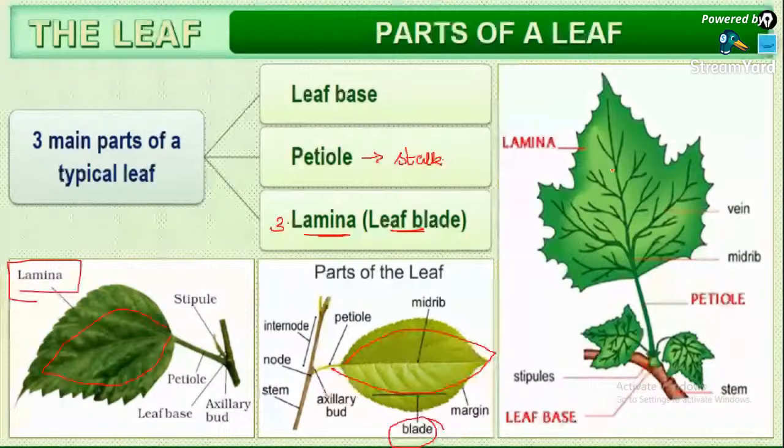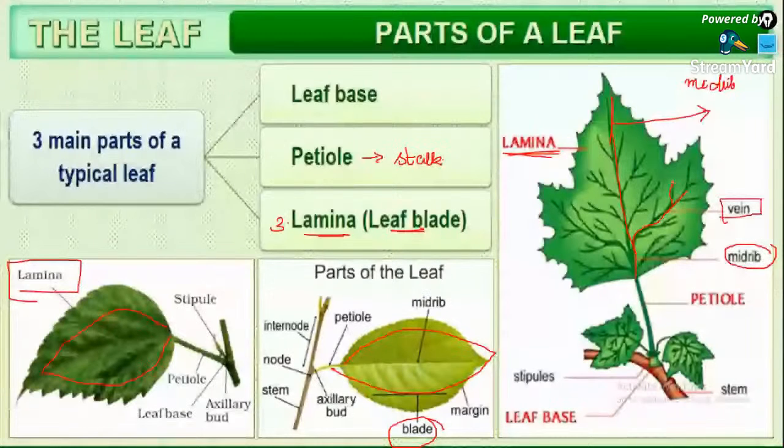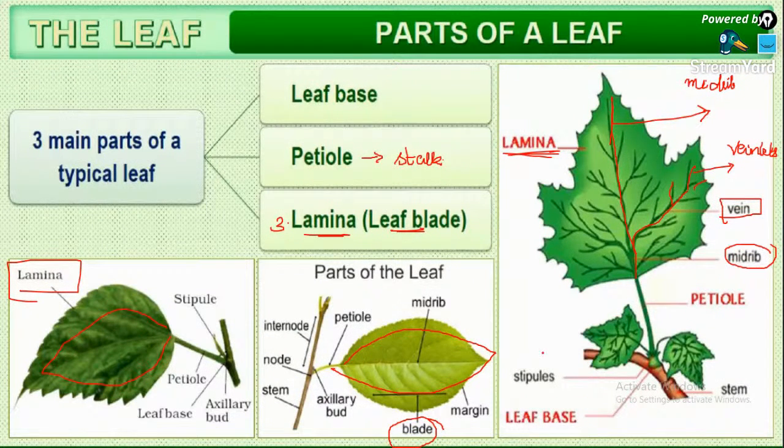Then the large vein through the center, you will call it the midrib. The midrib will differentiate to form veins. The veins will again differentiate to form veinlets. So the lamina consists of an interconnected network of these veins and veinlets. I'll talk about the stipule after some time, then you will understand.